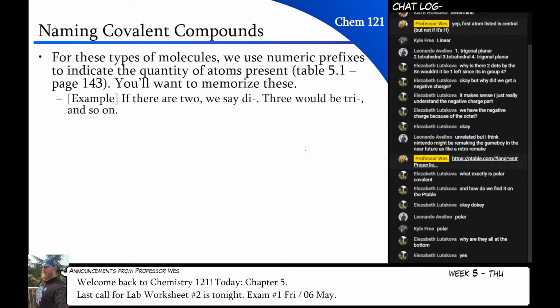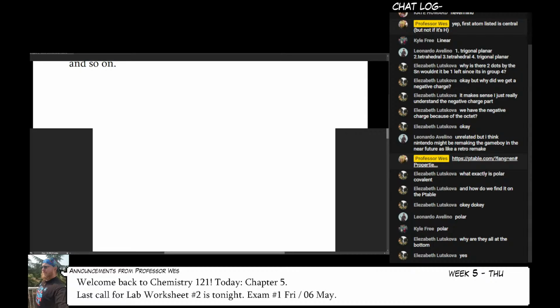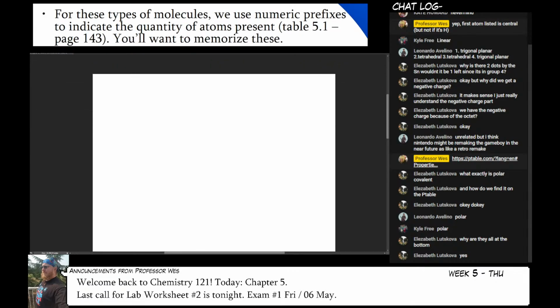All right. Now, there is a rubric for how to name covalent compounds. And that is the following. I've got to clear this out real quick. Unfortunately, my slides don't include it for some reason, so I'm going to have to go back and edit them. All right, and so here is our naming scheme for covalent compounds.